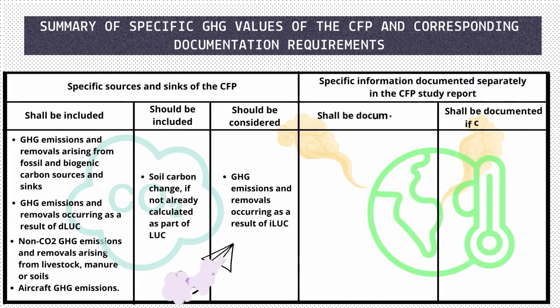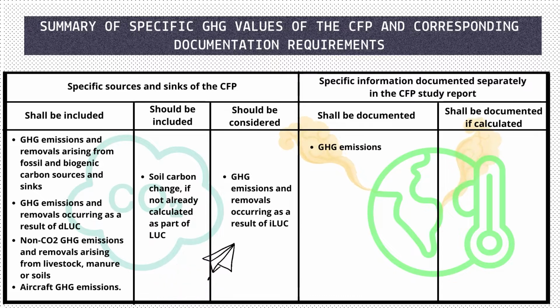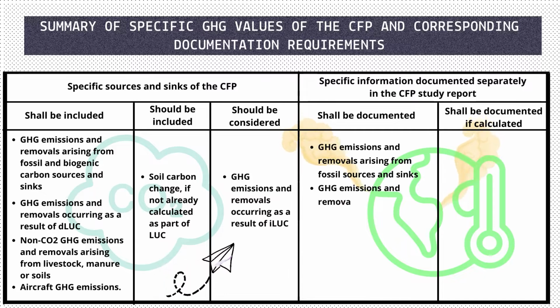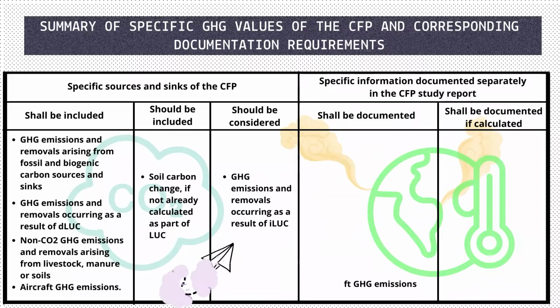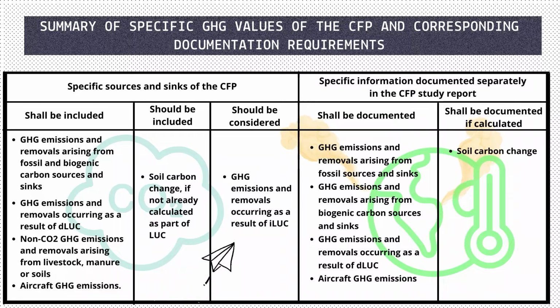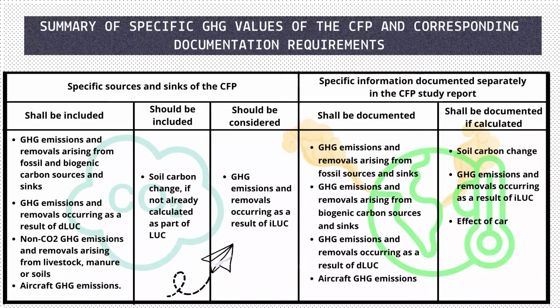For specific information documented separately in the carbon footprint study report, we will look at what shall be documented and what shall be documented if it is calculated. What shall be documented are greenhouse gases emissions and removals arising from fossil sources and sinks, greenhouse gases emissions and removals arising from biogenic carbon sources and sinks, greenhouse gases emissions and removals occurring as a result of direct land use change, and also aircraft greenhouse gases emissions. Furthermore, matters that shall be documented if calculated are soil carbon change, greenhouse gases emissions and removals occurring as a result of indirect land use change, and also effect of carbon storage arising from the use stage and/or end-of-life stage of the products.